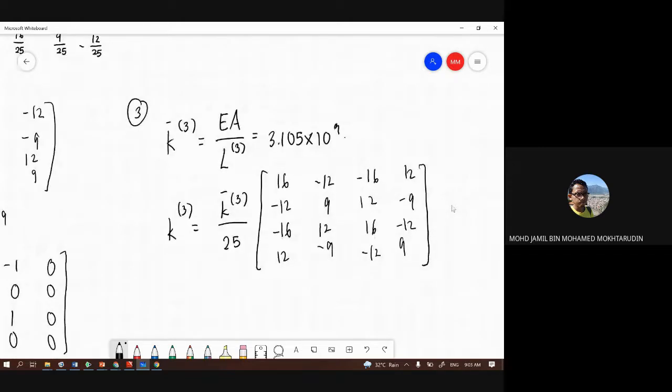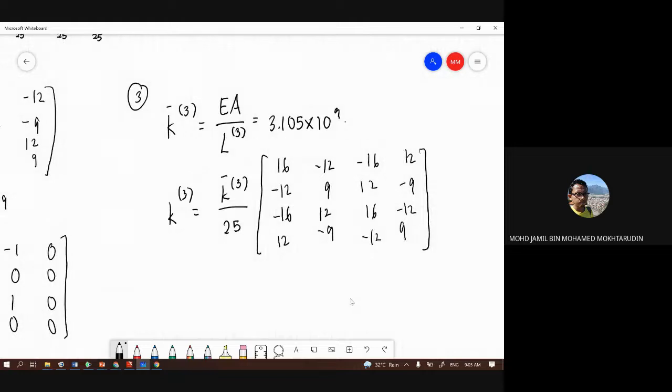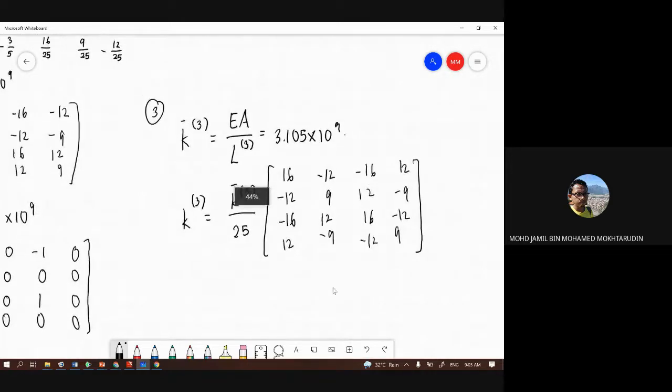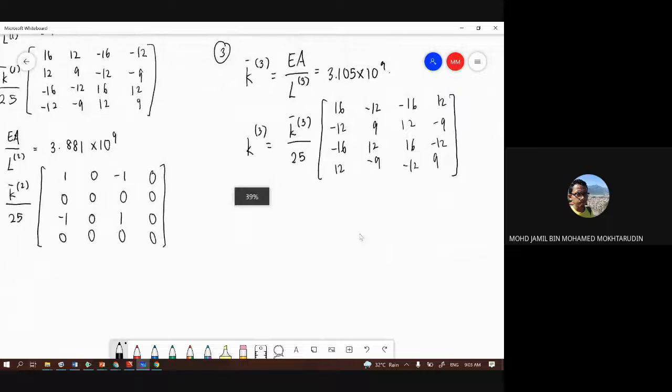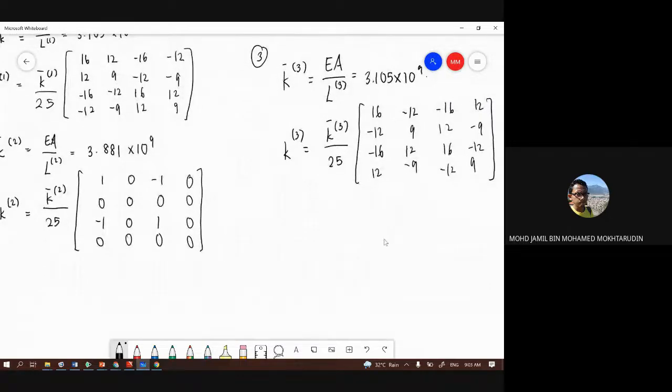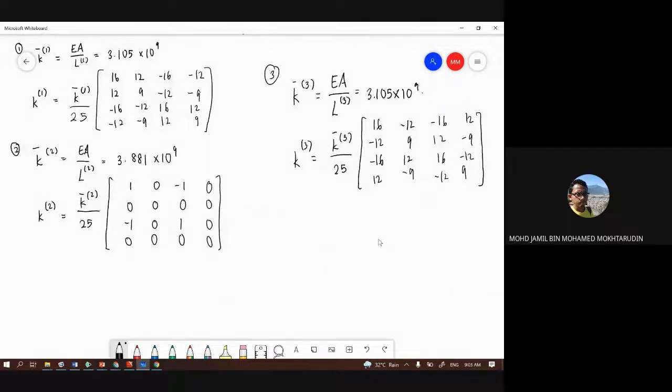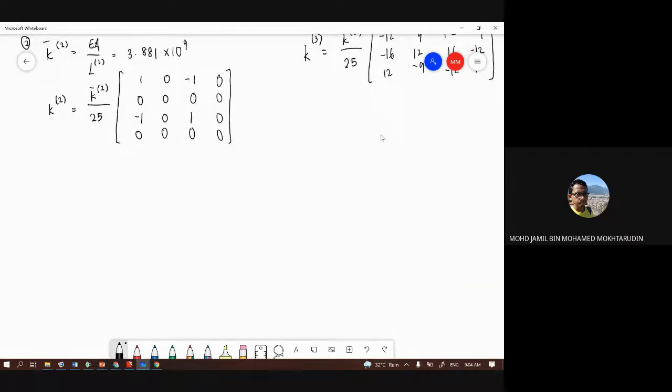Okay, so you get this, which should answer question A. And now we go to question B. Compute the nodal displacement in the global coordinate system for the load shown. Okay, so we can assemble the displacement matrix first, or the displacement vector. So we should have 8 elements, 8 displacements.